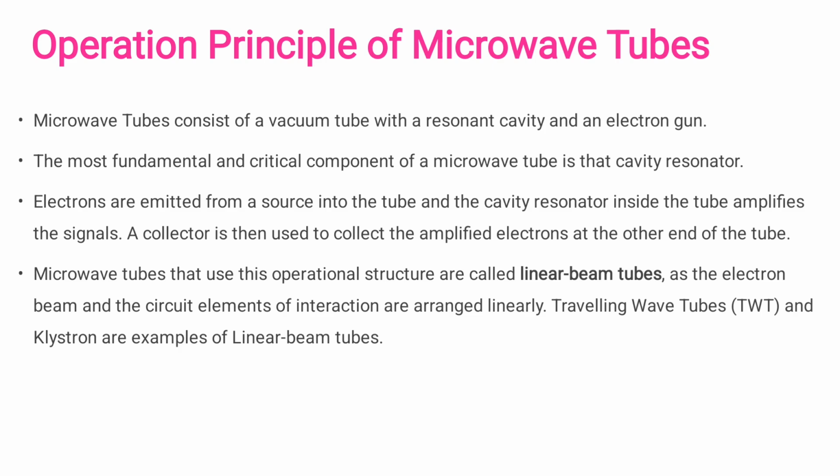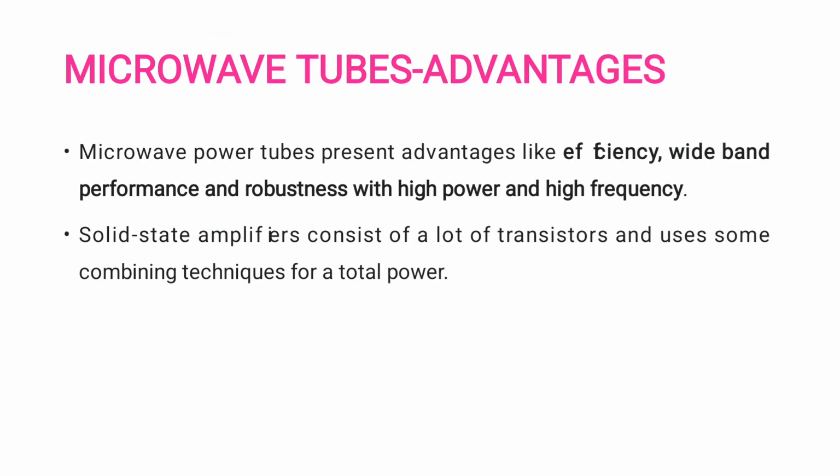These tubes used in this operational structure are called linear beam tubes, as the electron beam and the circuit elements of interaction are arranged linearly. Traveling wave tubes and klystrons are examples of linear beam tubes. So what are the advantages of microwave tubes? Why are we using microwave tubes? Basically, it is used to make a path between the input and the output. It transfers the input and reaches the particular output.